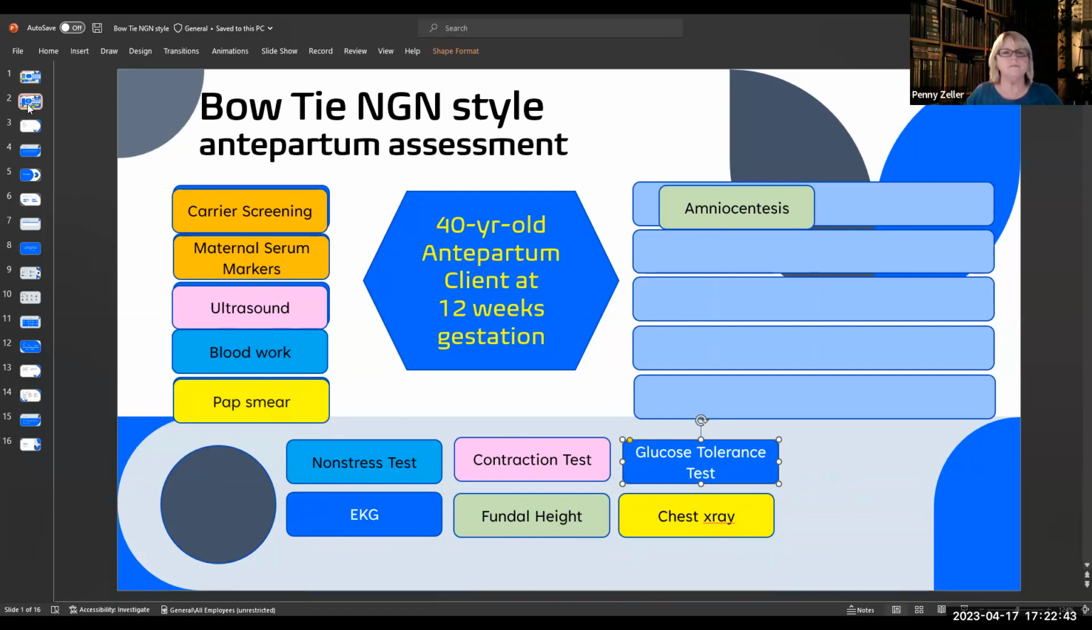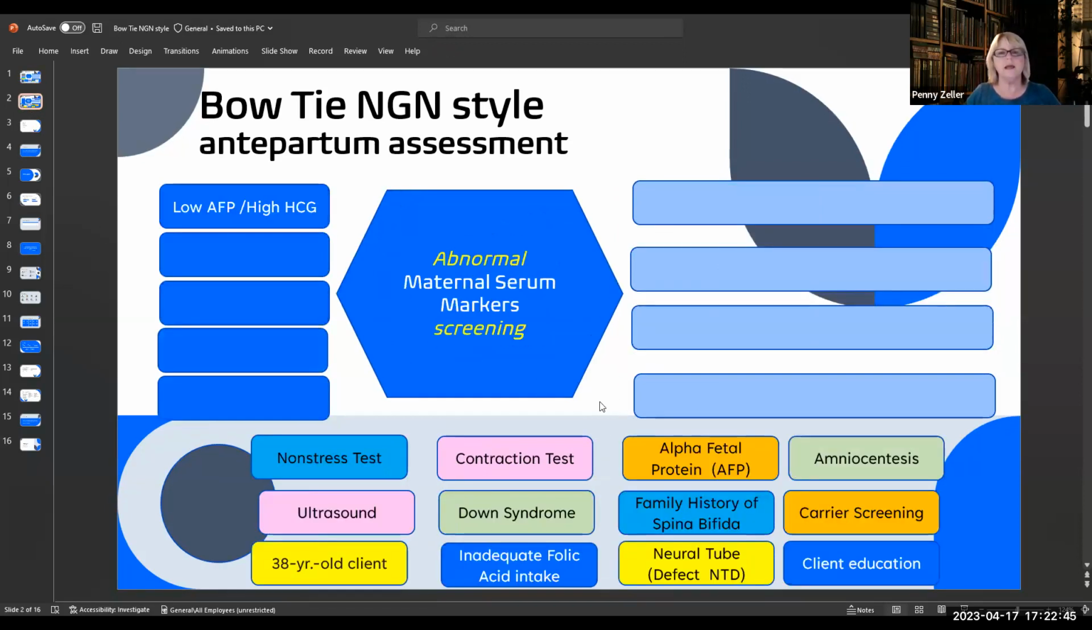Let's go to the next one. So let's say they were abnormal. Okay, now we have maternal serum markers that are abnormal. Low AFP and a high HCG. What does that indicate?